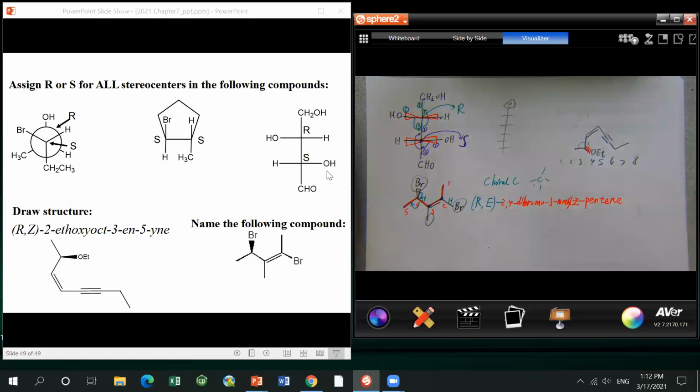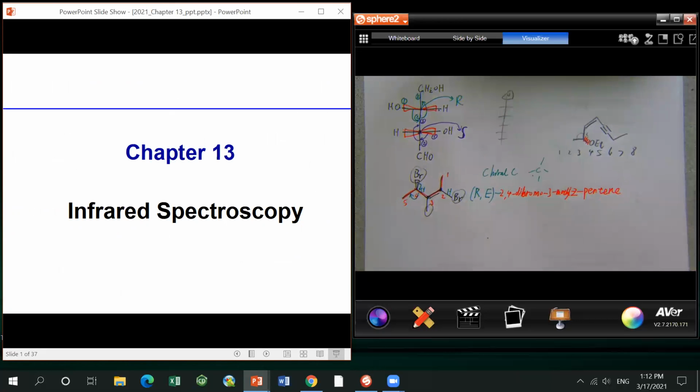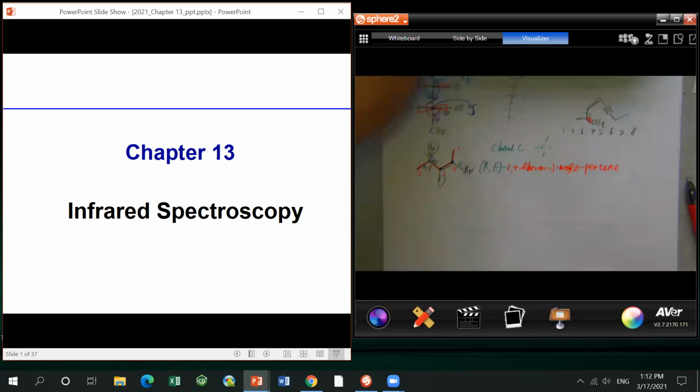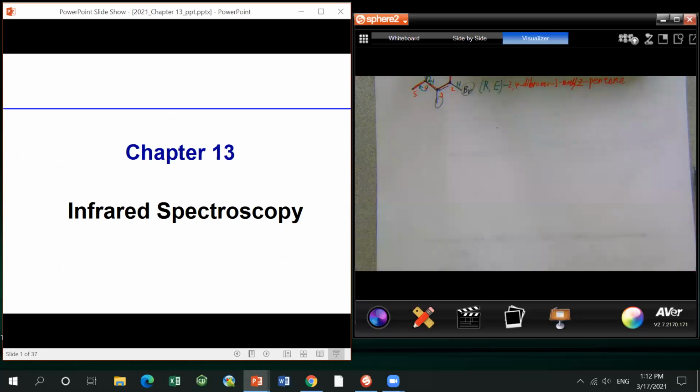All right, any other questions? If there are no further questions, we'll start a new chapter, chapter 13. We'll totally switch gears, because now we switch from stereochemistry to spectroscopy. When you have an organic compound at hand, how do you figure out its structure, and how do you figure out this is ethanol, this is an alcohol, whatever?